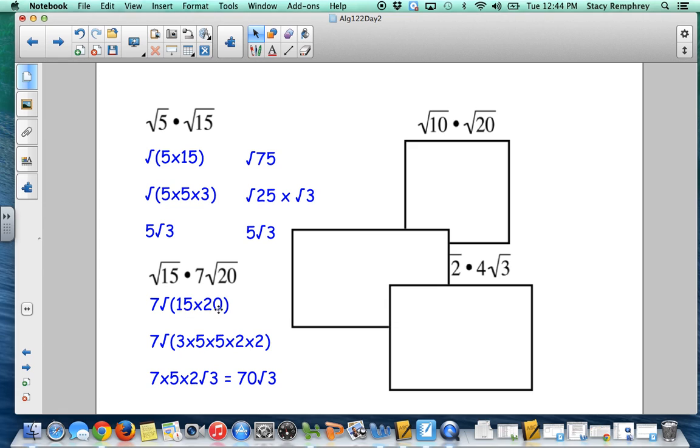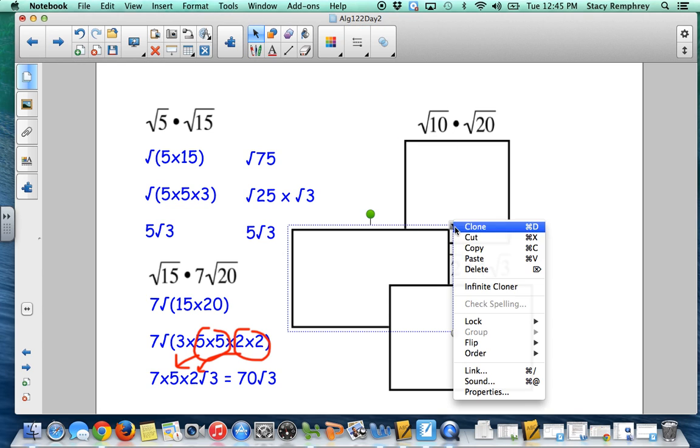So you can see I just wrote 15 times 20. I factored the 15. There's the 3 times 5. I factored the 20, 5, 2, and 2. Pulled the doubles. I had, again, a double 5 and a double 2. So the 5 came out. The 2 came out. They all multiply with the 7. And then you're left over with the square root of 3.